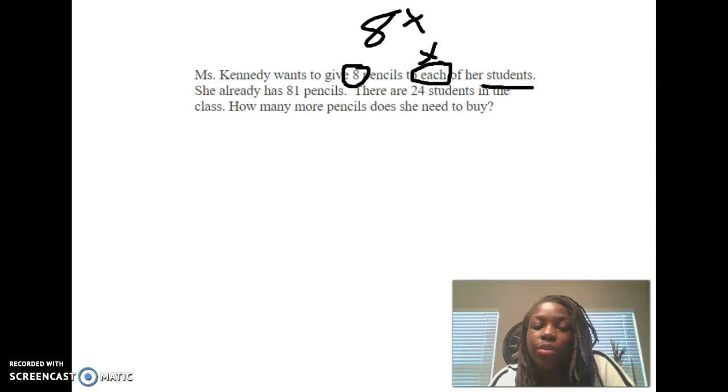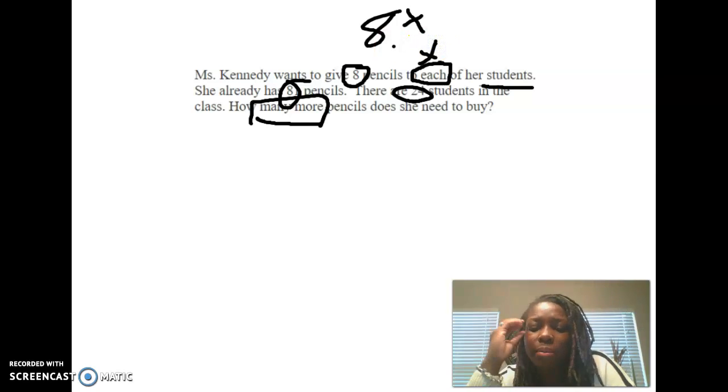She already has 81 pencils, all right? There are 24 students in the class. So how many more pencils does she need to buy? Ooh, look at these keywords. So I'm underlining and boxing my keywords. I circled my numbers. So I know 8 times her students. How many students does she have? Good, 24. She has 24 students. So I know I'm doing 8 times 24.